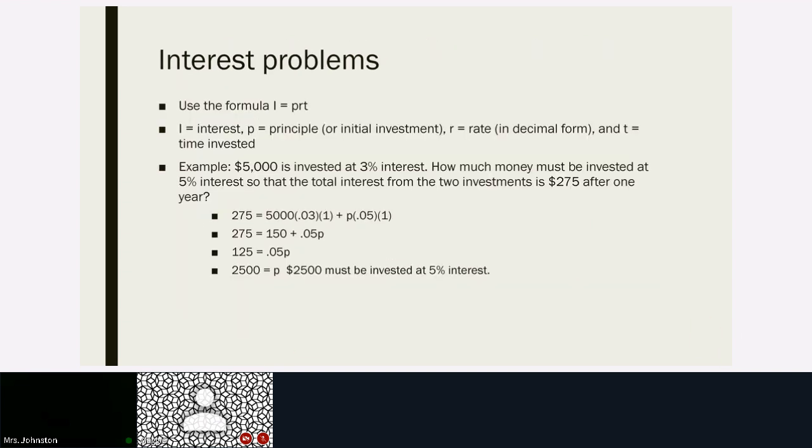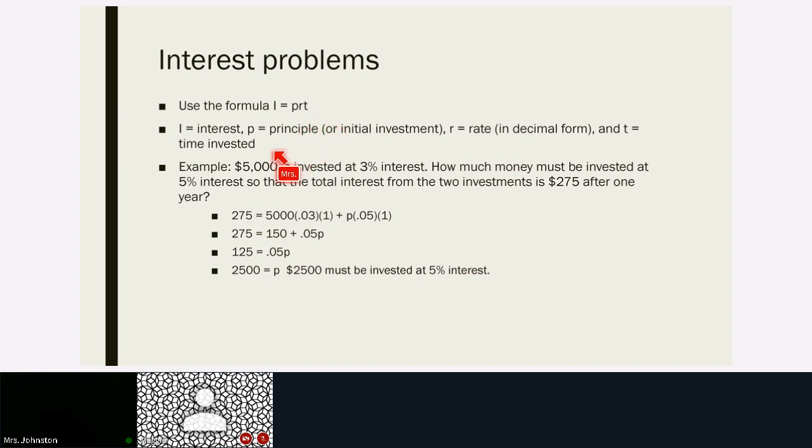Finally, you were given quite a few interest problems, and these will continue to show up in your course. So this formula is very important. I equals PRT. I is the interest, P is the principal, which is what you initially invested or what you initially loaned. Rate is represented by R, and time is represented by T.